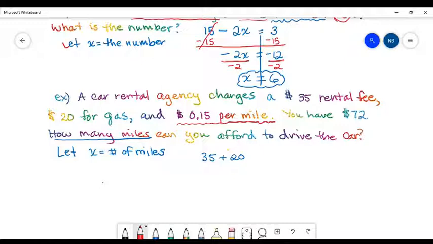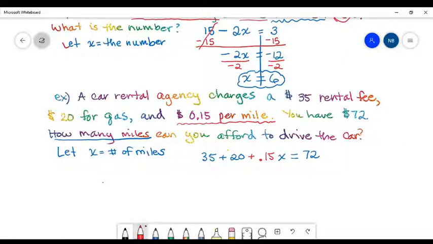So they're going to check the odometer before you leave, and then they're going to check the odometer when you get back. And they're going to charge you for the miles that you've driven. So the 15 cents, 0.15, needs to be multiplied by the number of miles you drive the car. These three costs have to add up to 72 or less because that's all the money you have.